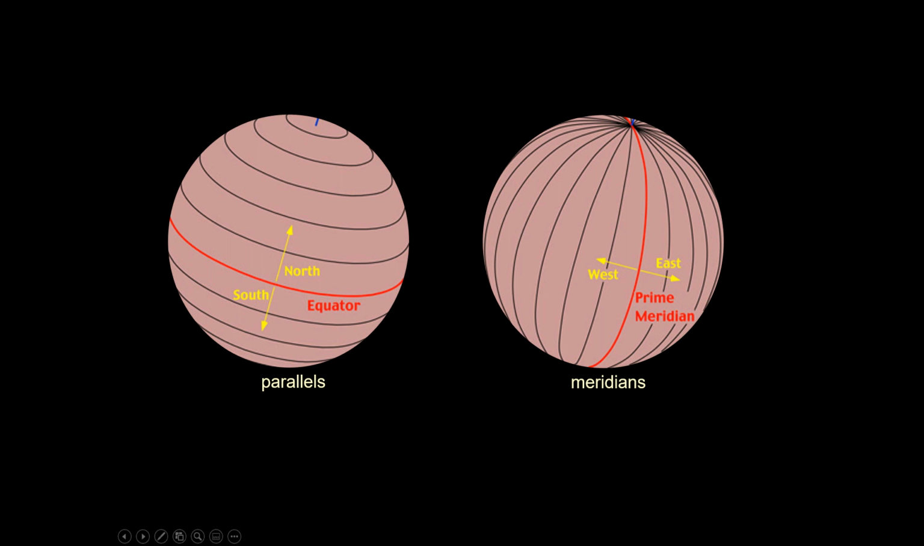On the right, lines of longitude are called meridians, and lines of longitude always run from the North Pole to the South Pole. So those are two terms that we'll use throughout the semester. We'll talk quite a bit about parallels and meridians a little bit later, but just so we're all on the same page in terms of the words that are used for describing these lines.